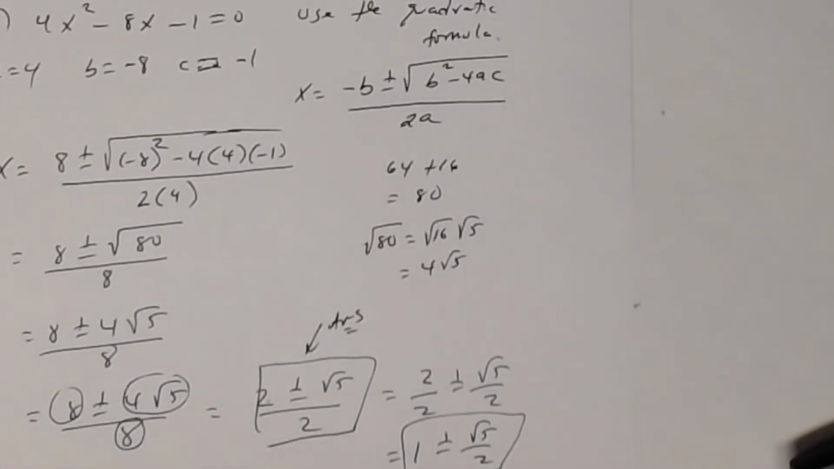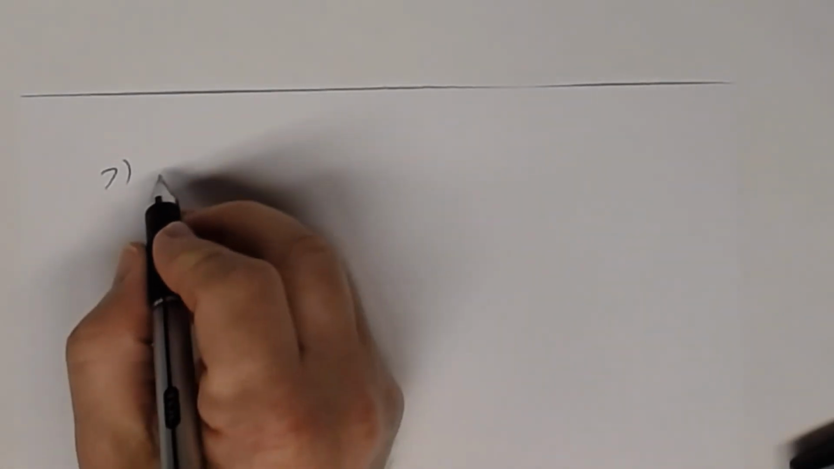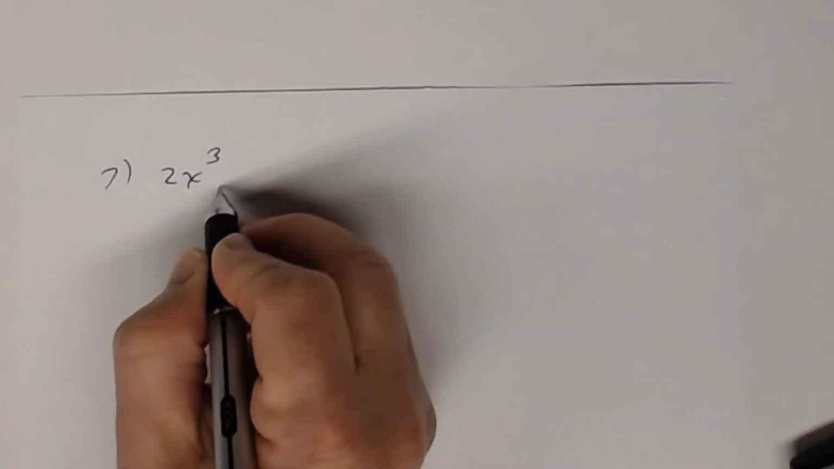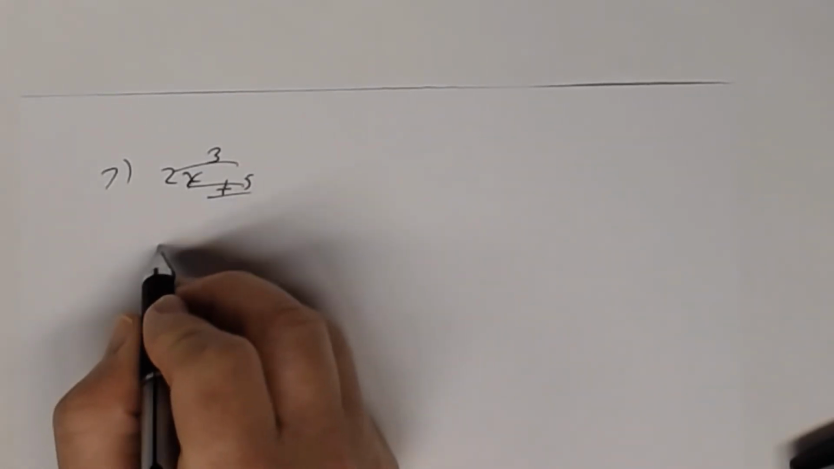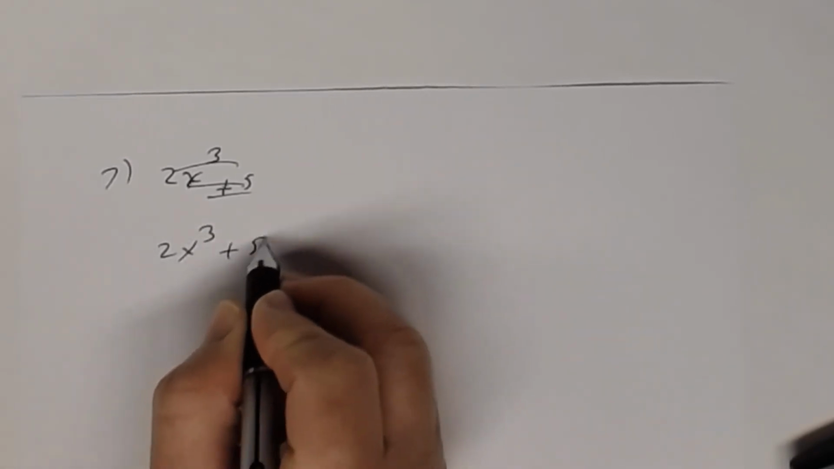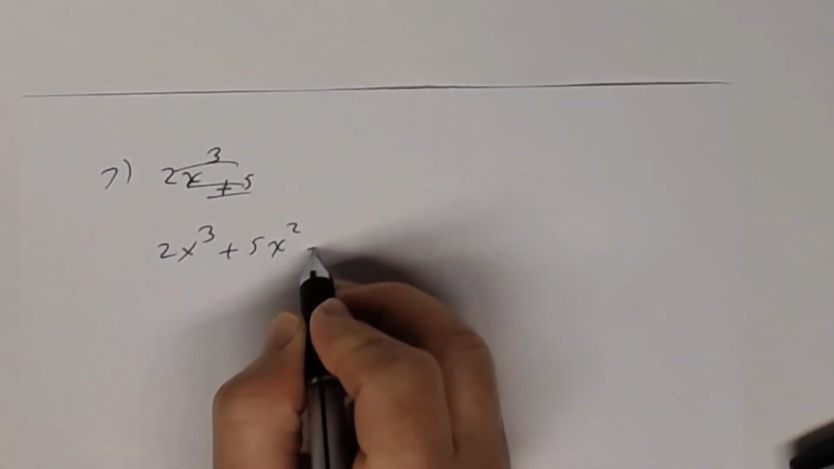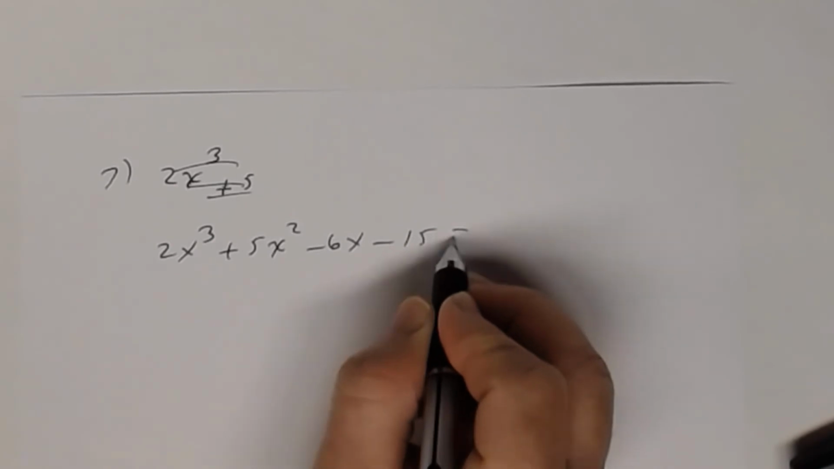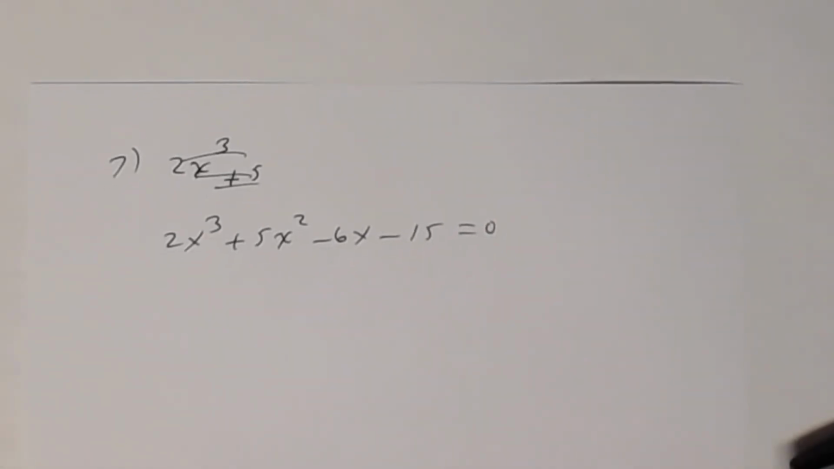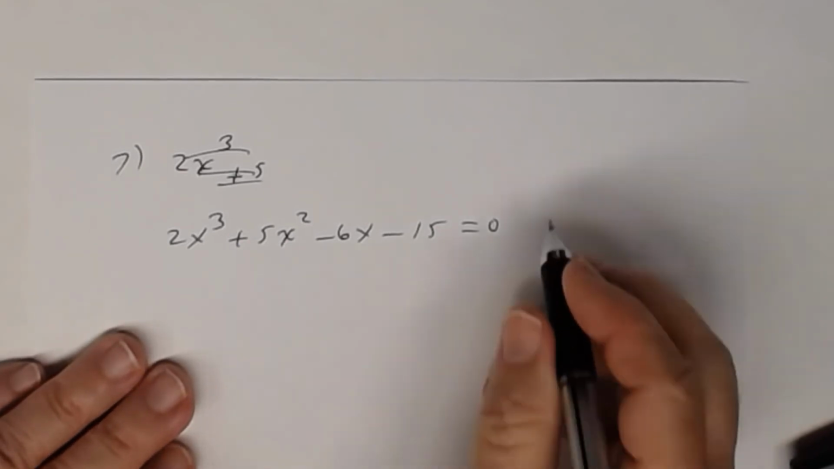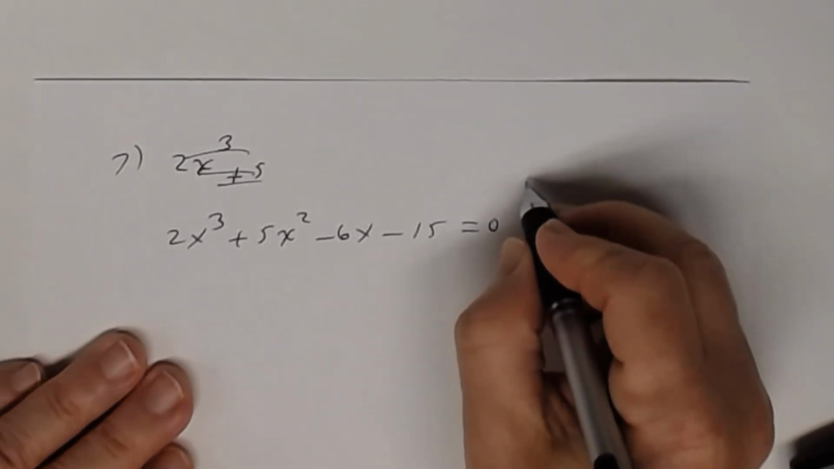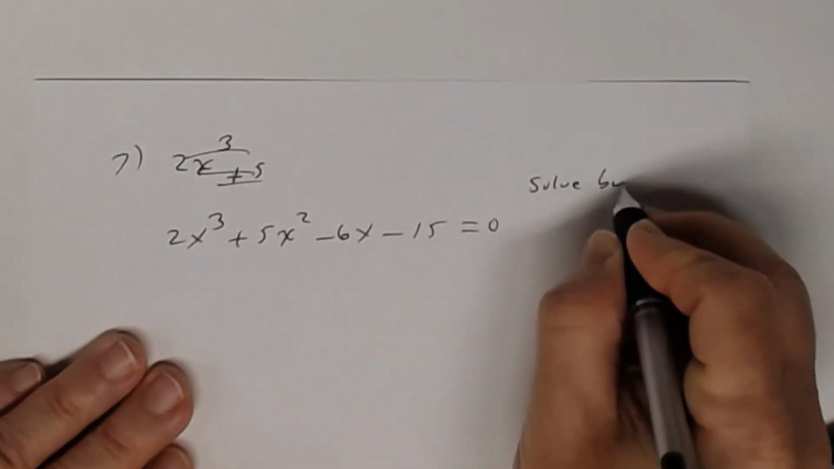All right, and then finally number 7. So let's get number 7. In number 7, we have 2x cubed plus 5x squared minus 6x minus 15 equals 0. Now you have this polynomial equation, and the direction says you're going to solve this by factoring. So solve by factoring.